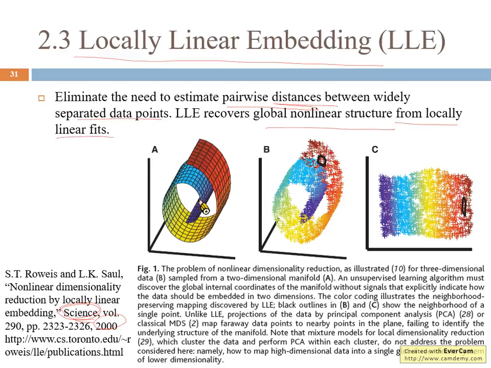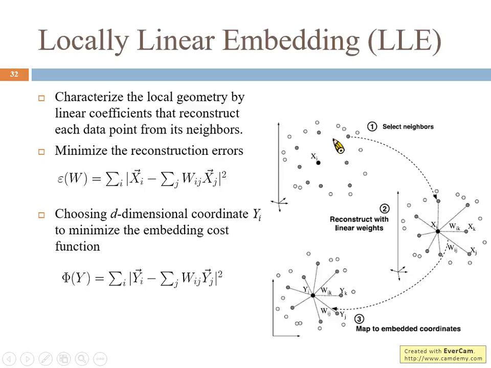So the idea is that we also try to uncover the Swiss roll data, to unroll this Swiss roll data into a surface. The motivation of this work is the same as ISOmap, but the idea is different.